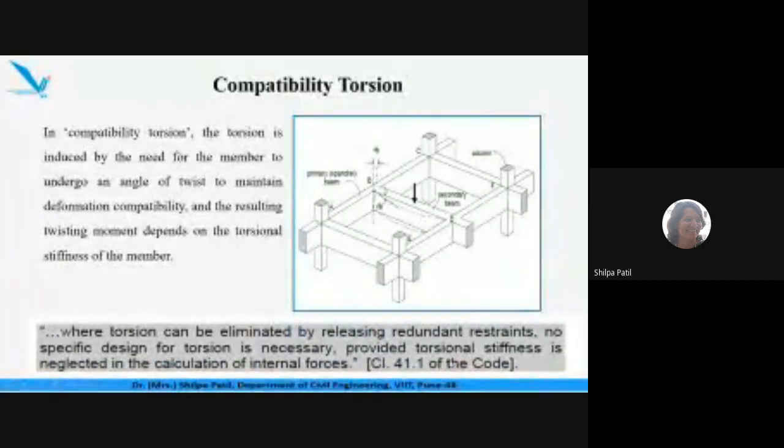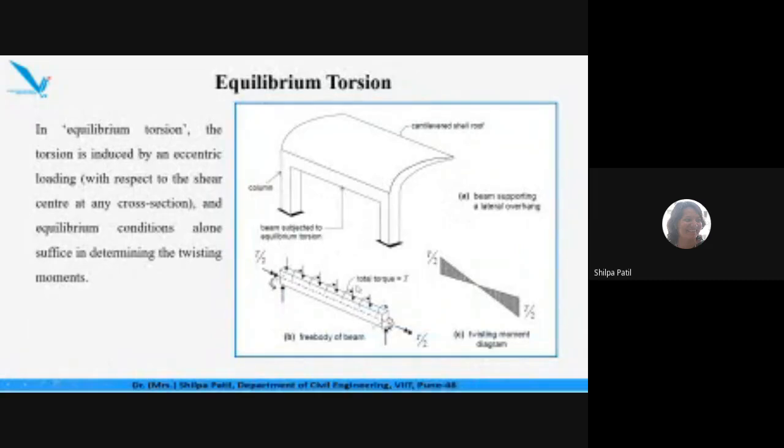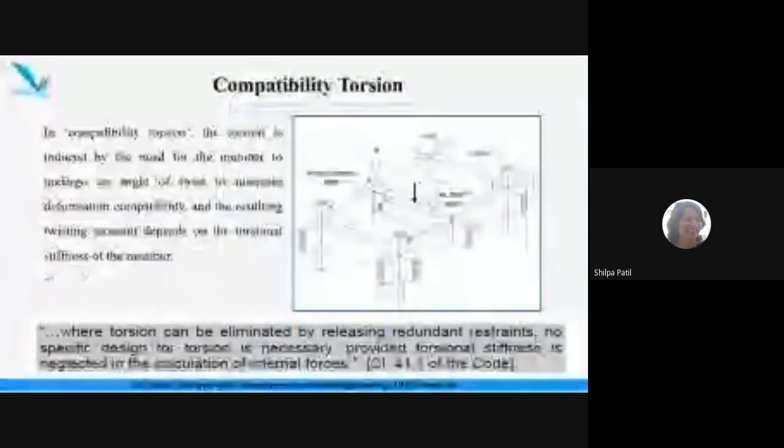That is what IS specifies. But in case of equilibrium torsion, the amount of torsion developed on the beam is sufficiently large so that we need to consider its effect in the design. And hence, such beams are also designed for considering the effect of twisting moment. Okay? Is it clear now, Omkar? Yes, ma'am. All right.